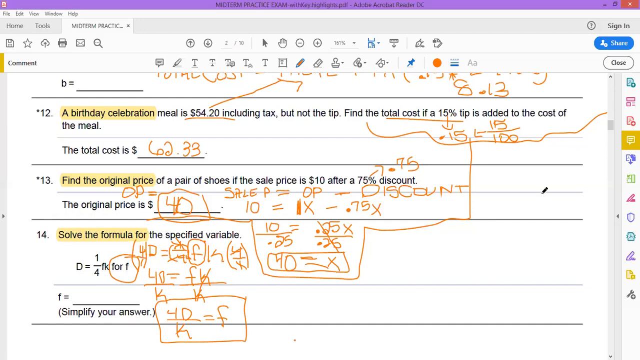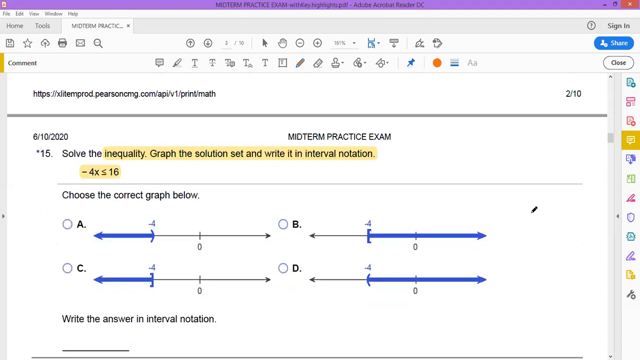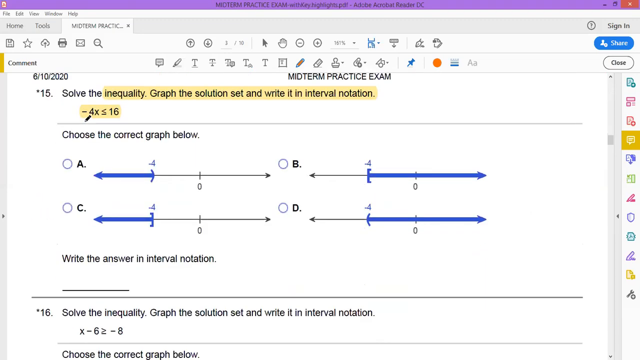All right, let's look at the next problem. We're looking at number 15. And we're asked to solve this inequality and then graph the solution set and write it in interval notation. So we'll put our interval notation, we're going to match our graph. Now, first of all, when we get ready to solve this inequality, we really use the same steps that we use to solve equations. But there's one caveat when it comes to working with inequalities, and that's if you multiply or divide by a negative number.